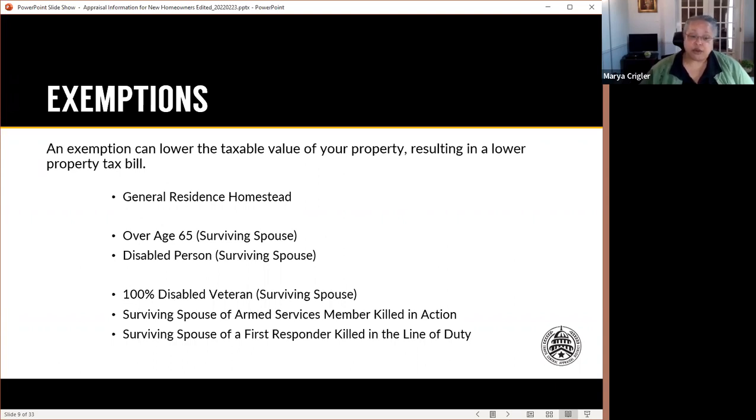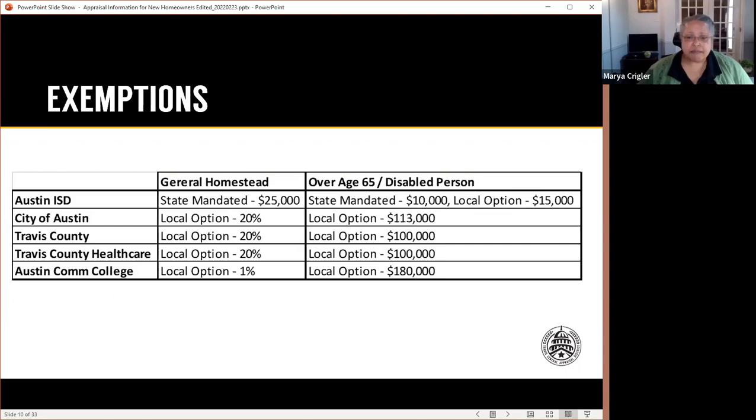Another category of property owners that are exempt from all property taxes are the surviving spouses of an armed service member that was killed in action. And then also the surviving spouse of a first responder who was killed in the line of duty. Those are also exempt from all property taxes. So these are the most common homestead exemptions that we see property owners claim. And it can be significant, the amount of money that you can save for a homestead exemption.